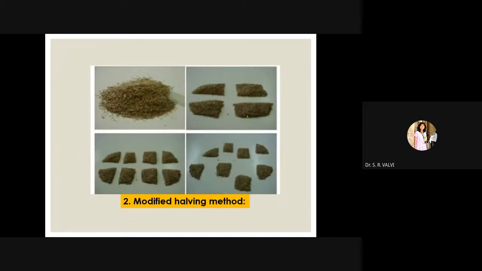Now you can just have a look on this, right? So the modified halving method, how these cubical cells left the seeds behind, right? After this, pouring the seeds onto that tray.